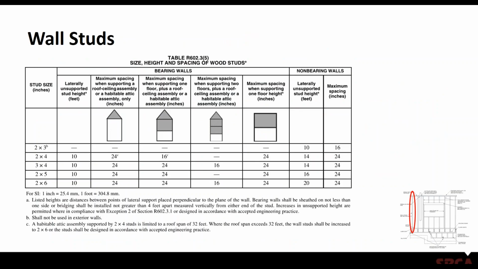I stress that because when you look in this table of R802.3, notice in the second column from the left, the laterally unsupported stud height that you're allowed for a bearing wall is 10 feet.